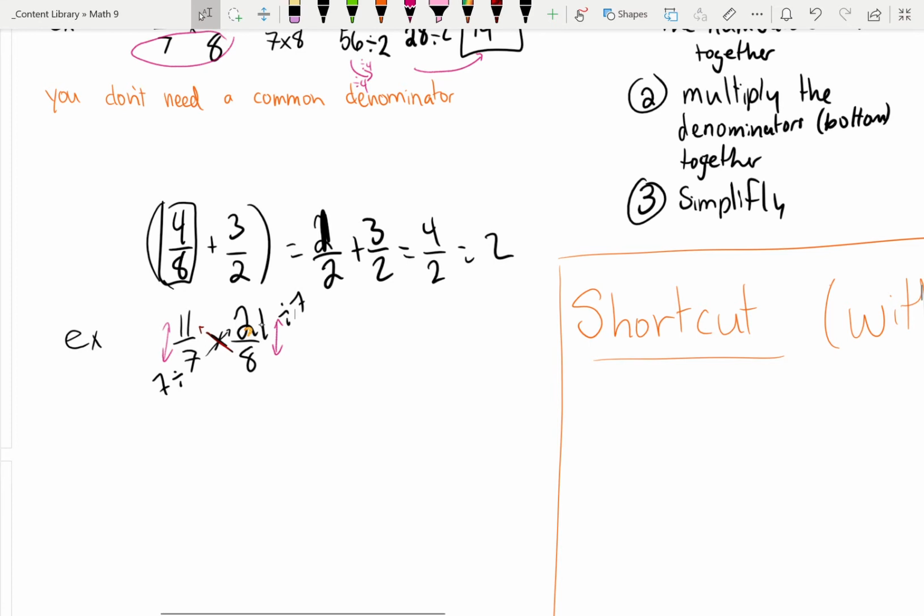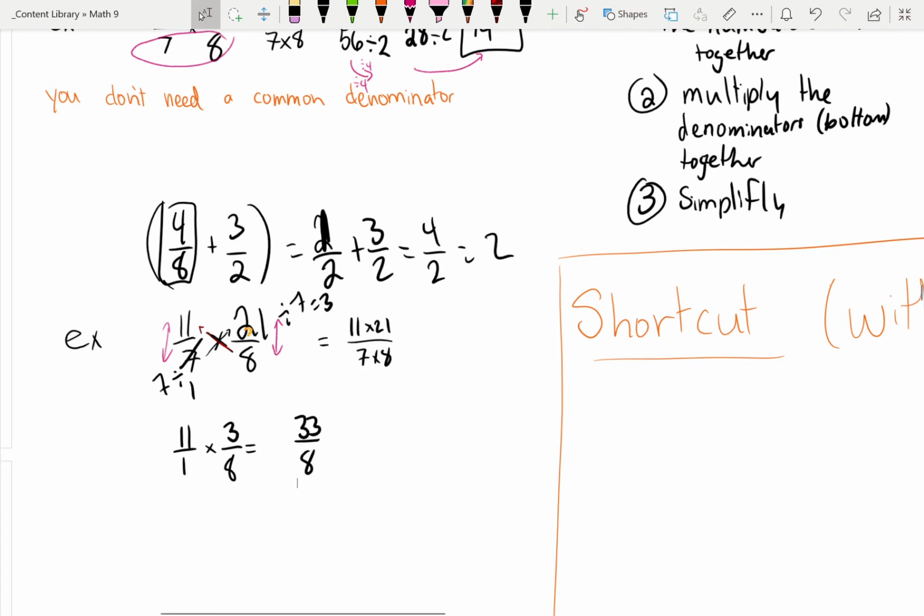So I see 21 goes into 7. I see 7 goes into 7. So I'm going to reduce this to 1, and I'm going to reduce this to 3. So my new fraction is going to be 11 over 1 times 3 over 8. And now I have a much simpler multiplication. Because before, if I didn't see it, I could have easily done that, but that's a messy number, and I can reduce it after the fact. So then this becomes 33 over 8.